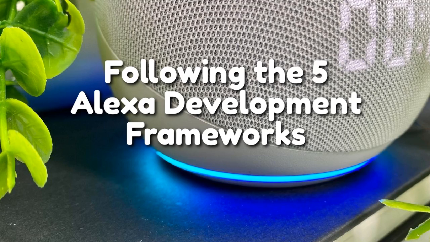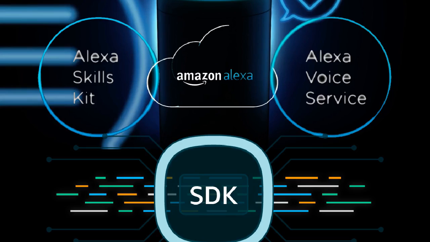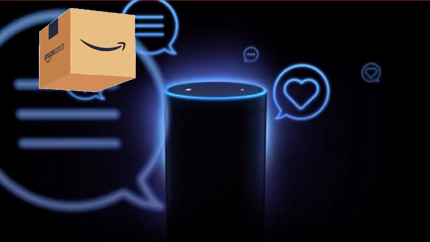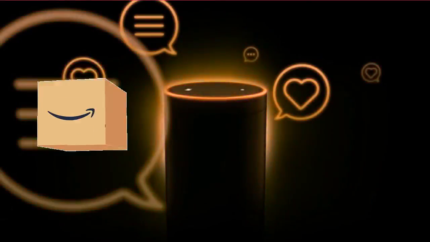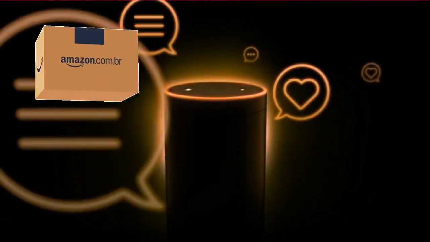Following are the 5 Alexa development frameworks. 1. SDK for Alexa Skills Kit. Amazon's primary tool for enticing developers is the Alexa Skills Kit SDK, software development kit, for Node.js. This kit utilizes JavaScript to integrate your Alexa skill with AWS Lambda. This kit will assist you in developing replies to Alexa's inquiries. Amazon established the Alexa Skills Kit SDK with the intention of individuals solely relying on AWS to construct skills.